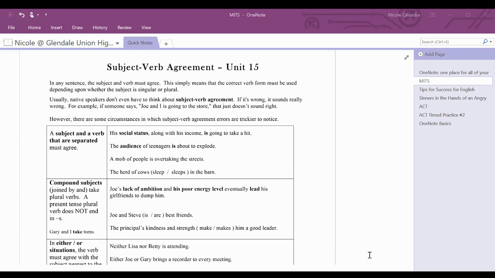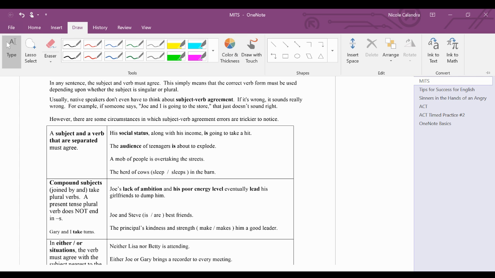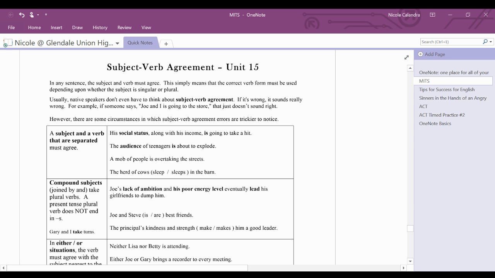Grammar Unit 15 is subject-verb agreement. In any sentence that you have, the subject and the verb must agree. That means that the correct verb form must be used depending on whether the subject is singular or plural. A lot of times we don't even think about this, and honestly, if it sounds wrong, it usually is wrong.